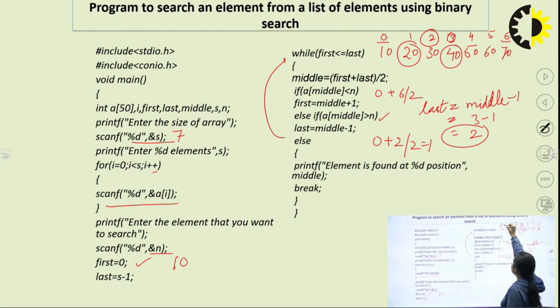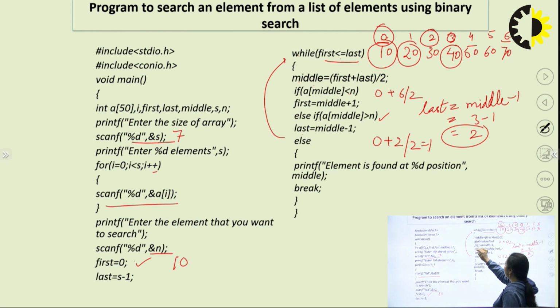So again last is what? This only. So now we have last as well as first at the 0th index. So still the condition is true. First is less than or equal to last. So we will enter within the loop. Middle is equal to first plus last by 2, that is 0 plus 0 by 2, that will become 0. Means now this particular element is the middle element.